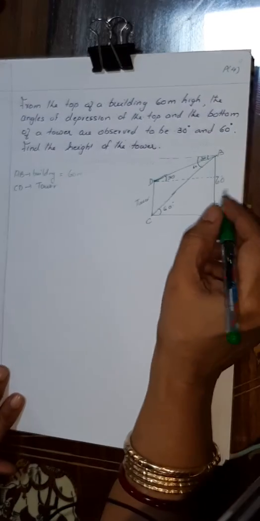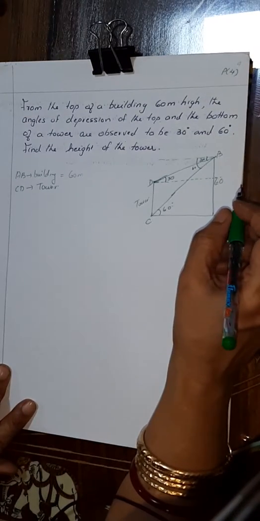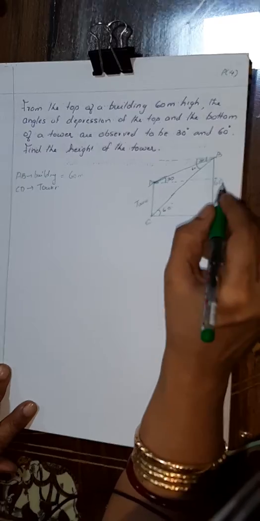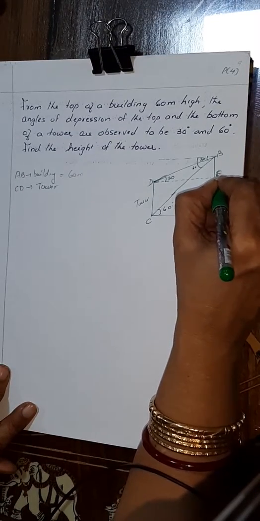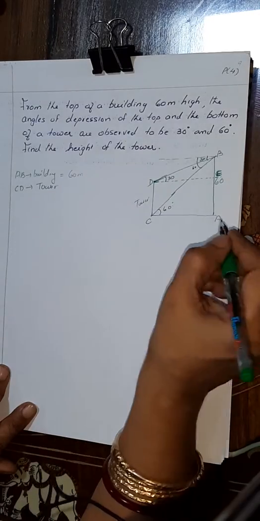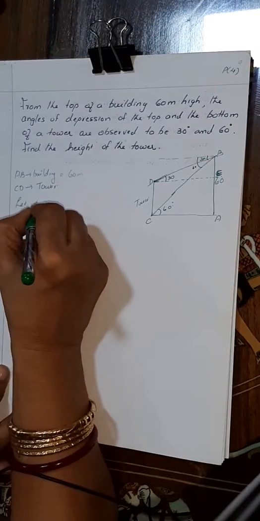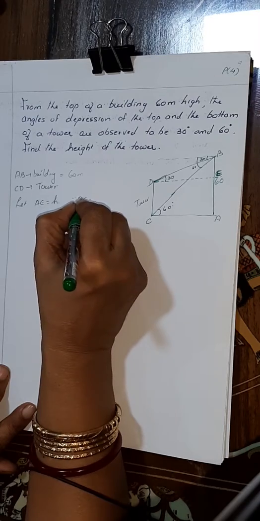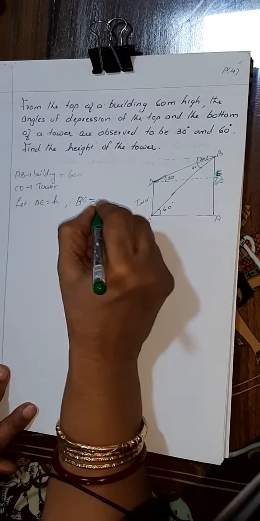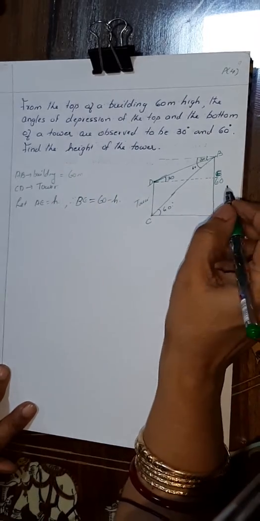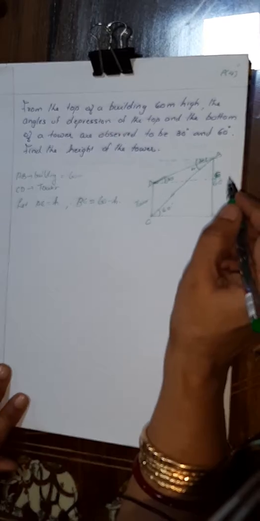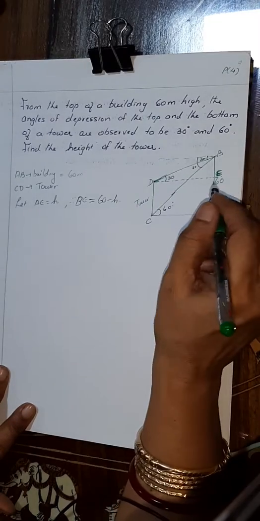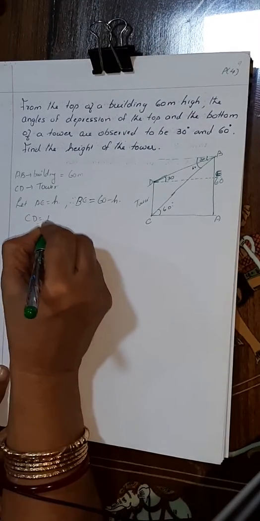So, let us take this point as E. So, let AE is equal to H. Therefore, BE is equal to 60 minus H. So, CD will be equal to, if we get AE, then we get the height of the tower. So, CD is equal to AE.